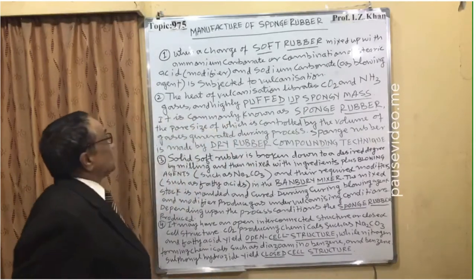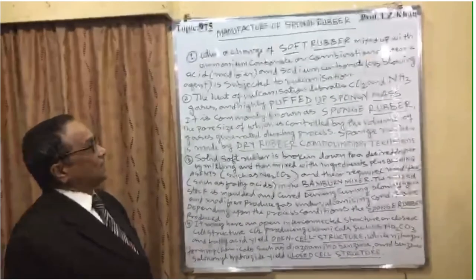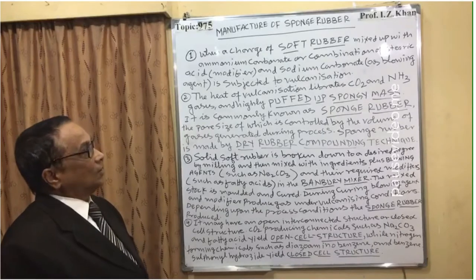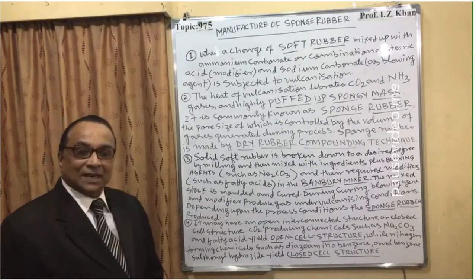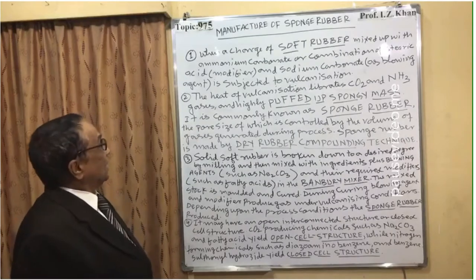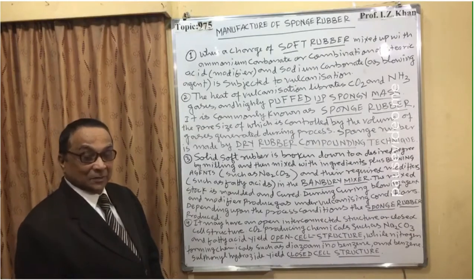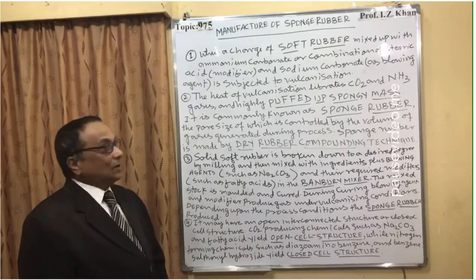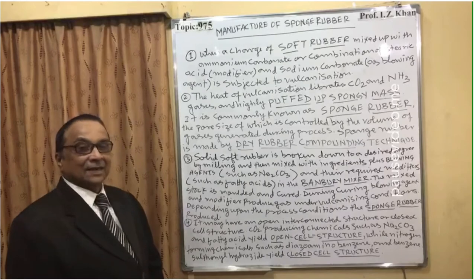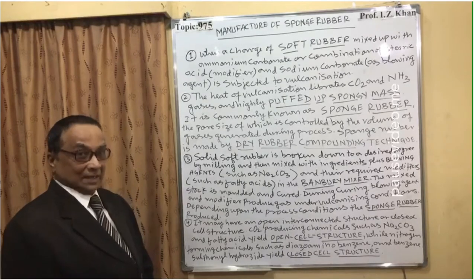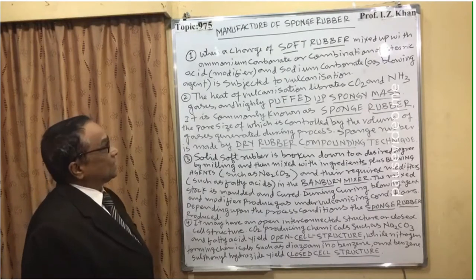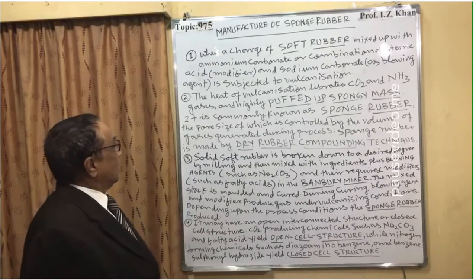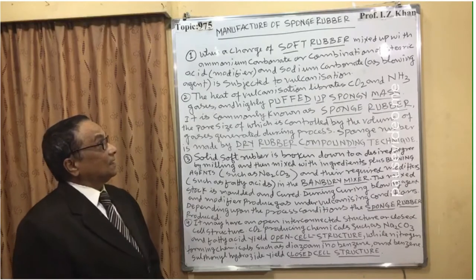So number one, a charge of soft rubber is mixed with ammonium carbonate or a combination with stearic acid. Stearic acid is actually a fatty acid that is known as a modifier. It is responsible for modifying the rubber. And sodium carbonate is the blowing agent, called a blowing agent because it releases carbon dioxide gas to blow it. After this mixing, it is subjected to vulcanization to manufacture the sponge rubber.